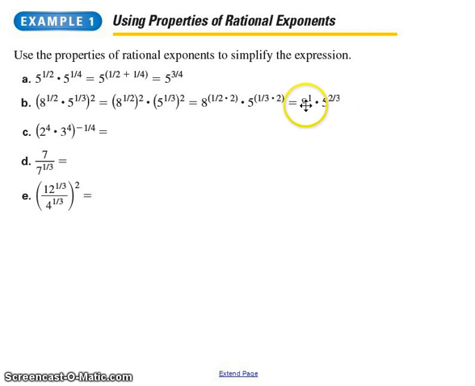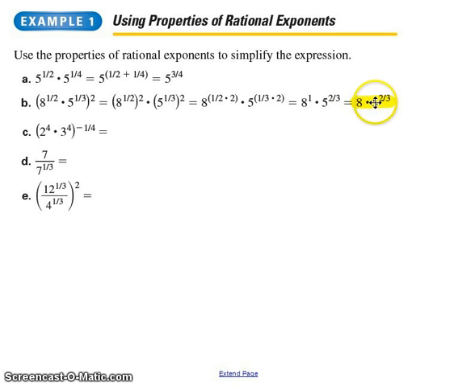And so I'm going to have 8 to the 1, and I can multiply the 5 times the 2 times the 1/3 and get 2/3. Well, 8 to the 1 is 8. And 5 to the 2/3, like I said before, above with that example, I don't know the cube root of 5. So this part's done.